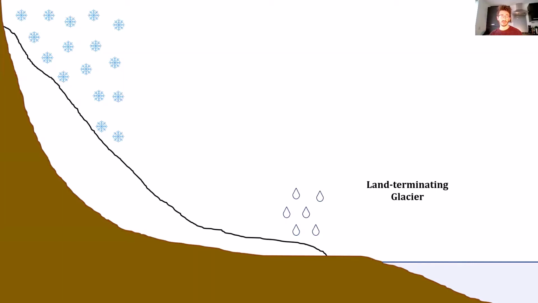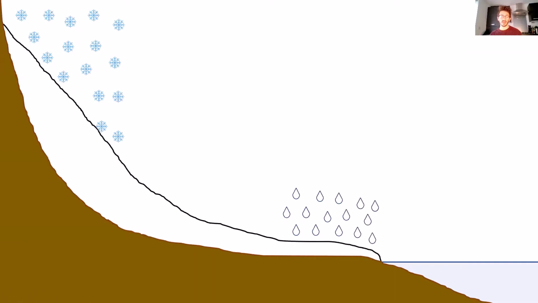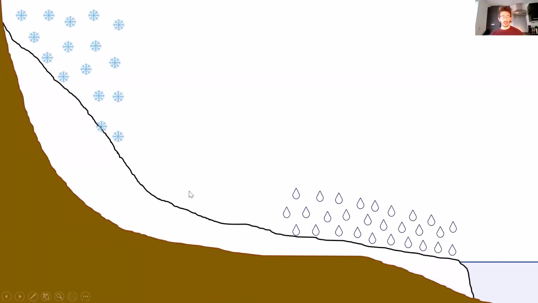If this melt is strong enough, the glacier will terminate on land, where it is called a land terminating glacier. If the melt is not strong enough, the ice will continue to flow into the sea, where it is called a marine terminating glacier. When a glacier terminates in the sea, icebergs can detach from the end of the glacier in a process known as calving.